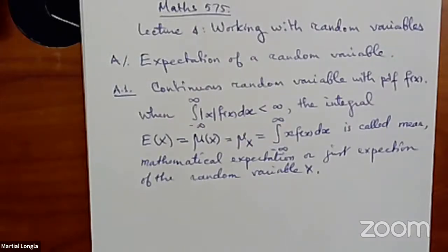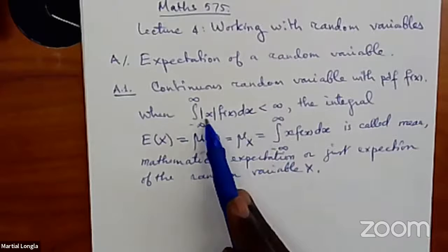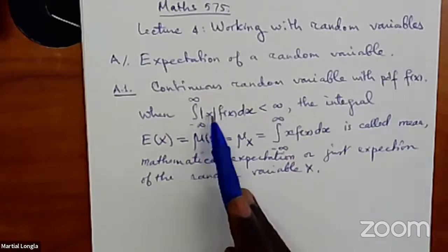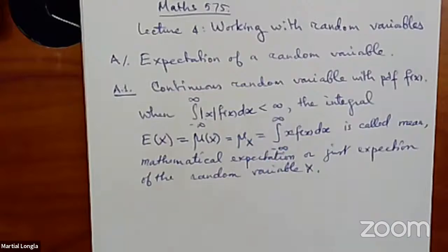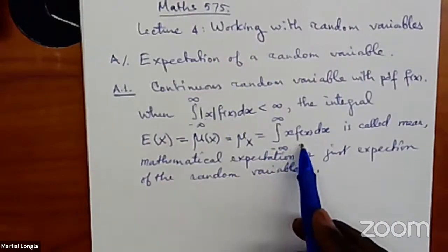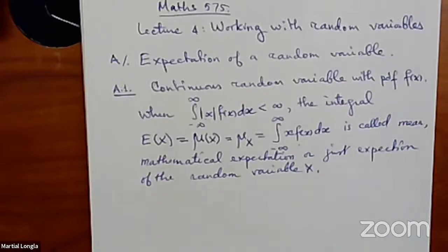And the condition for that to work is first that the integral of the absolute value of x times f of x dx is finite, which means that this is finite as well. So the expectation can never be infinity. The expectation of a random variable is always a finite number.